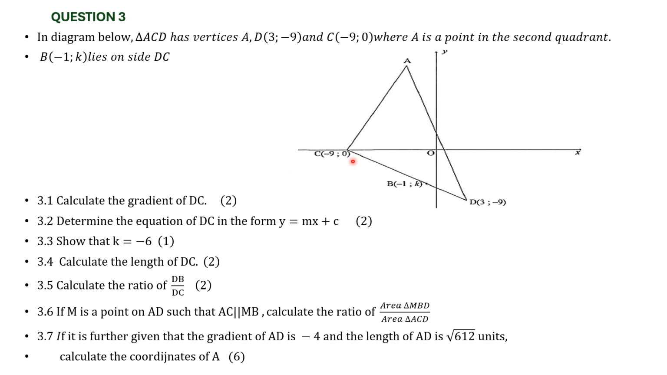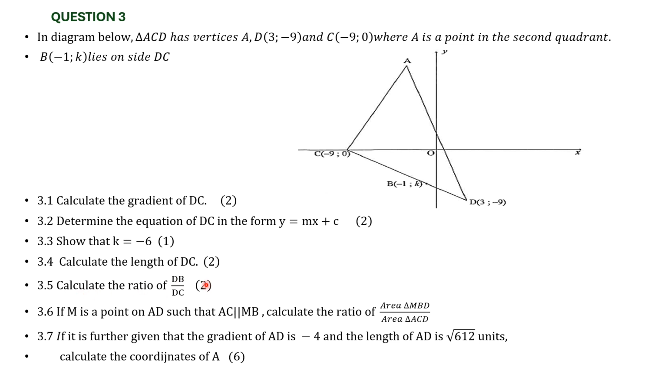So I have two coordinates. I should be able to calculate the gradient. Equation of DC. So I get the gradient from there. I just need to find the y-intercept. So C is there. So we'll substitute a point in one of the two to get C. Show that K equals -6. So if I have the equation of that line, I can substitute -1 in the equation and get the y value. Then they want the length of DC, so DC, distance formula, use that, we can get that.